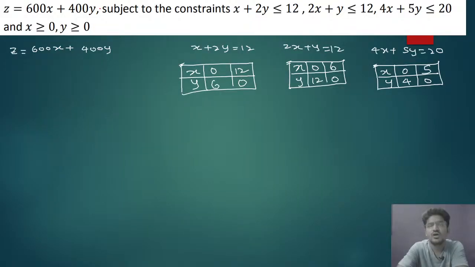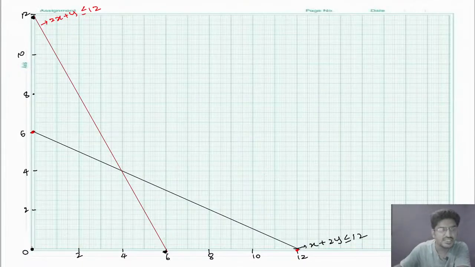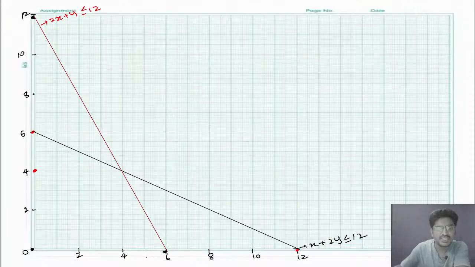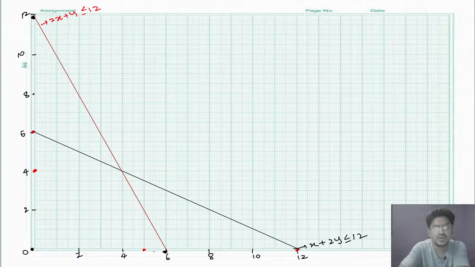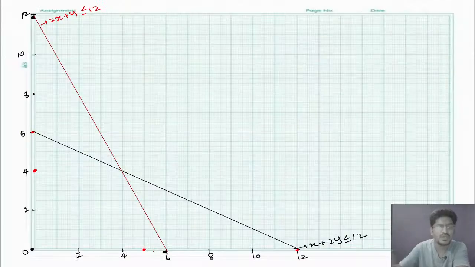Clear? Okay. Now let us go for the third line. X is 0, y is 4. And the another one is x is 5, y is 0. X is 5 means this term. So on the same way, x is 0, y is 4. Clear? We have to join these two terms.